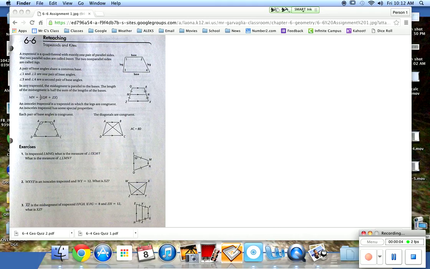Chapter 6, Section 6, trapezoid. A trapezoid is a quadrilateral, a four-sided figure with just one pair of parallel lines. The other pairs are not parallel. All right? This is called a trapezoid, or a trap. It's a trap.